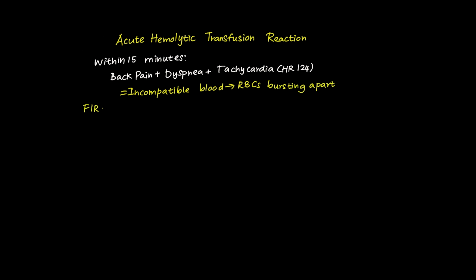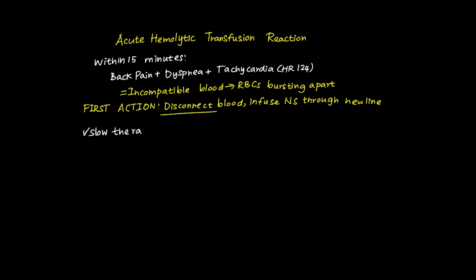The nurse's first action is to disconnect the transfusion immediately and start infusing normal saline through new tubing. You need to stop the incompatible blood from entering the body and maintain IV access for emergency interventions. Slowing the rate is not enough. That still allows incompatible blood to drip in. Every drop is causing more hemolysis.